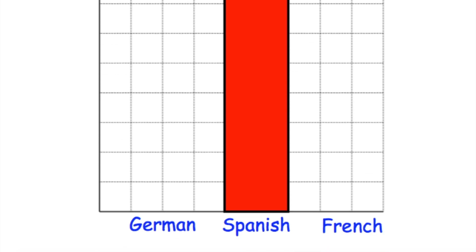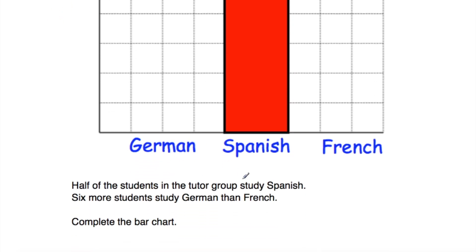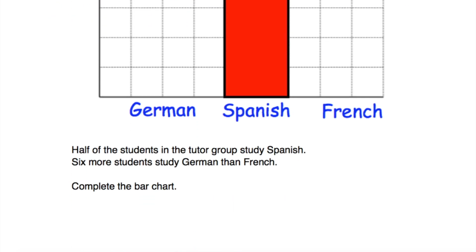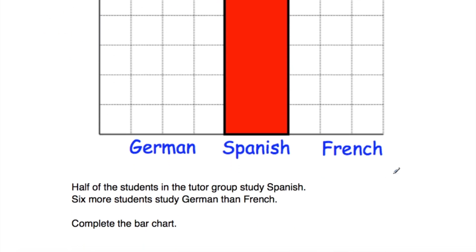We've got Spanish, and it goes up that high. We don't actually have the vertical axis labelled, and we've got then French and German, so they're the three languages that they study, and we're told that half of the students in the tutor group study Spanish. Now actually, if we go back up, it says 32 students in her tutor group. So if we take the 32 and divide that by 2, that'll tell us how many study Spanish, and half of 32 is 16. So that means 16 study Spanish. We're told that 6 more study German than French, and we've been asked to complete the bar chart.